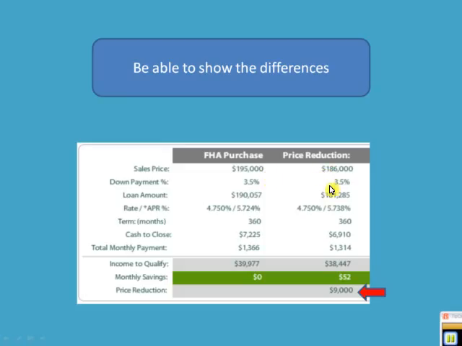Say, same 3.5%, same interest rate. So you can see the loan amount drops quite a bit from $190,057 to $181,285. Cash to close drops just a little bit. The payment, though, this is the drastic part. We reduced the price, so the sellers are losing essentially an additional $9,000 by dropping that price. But the payment's only a $52 difference.